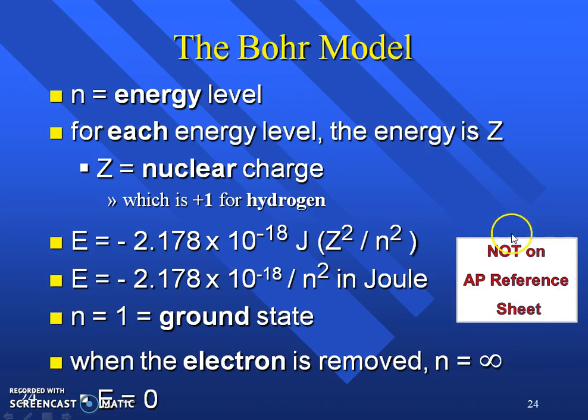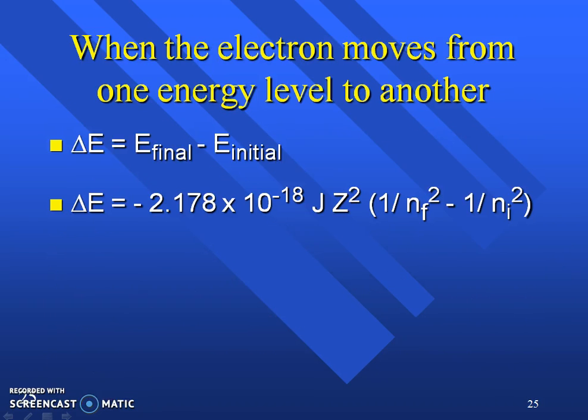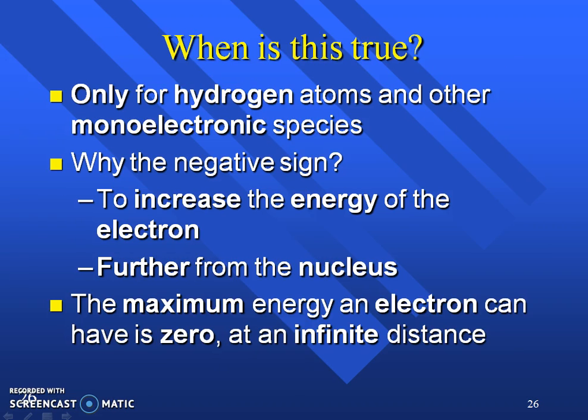And this information is not really on your reference sheet, but we want to understand where this Bohr model came from. So when the electron moves from one energy level to another, again, like everything else, final minus initial will give us that change in energy. And remember, that's a state function. It does matter where it started and where it ended, but not how it gets from one place to another. Doesn't matter the path. So then when is this actually true? Oh man, look at this. It's only true for hydrogen because it is a monoelectronic species, right? It only has one electron.